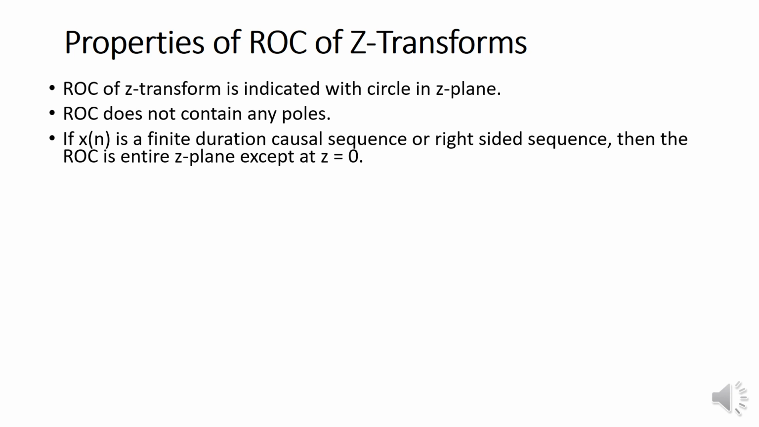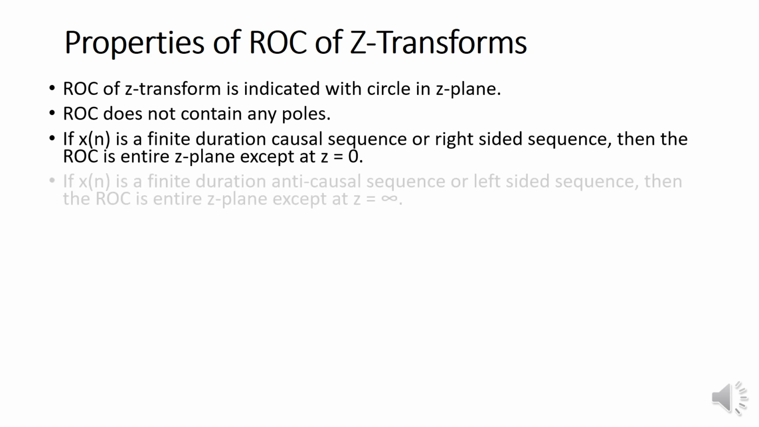Consider x[n] is a causal sequence. Causal sequence means x[n] will have values for n equals 0 to plus infinity. There won't be x[n] values for n less than 0. So we call them right-handed sequences. Then the ROC will be the entire z plane except z equals 0.